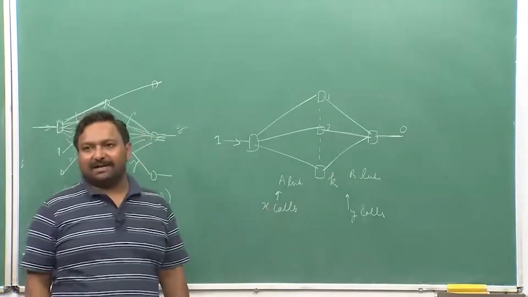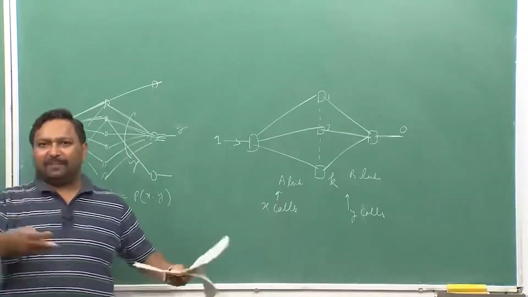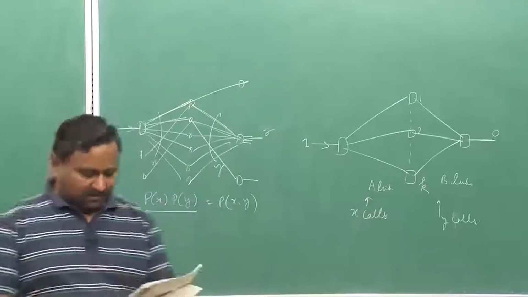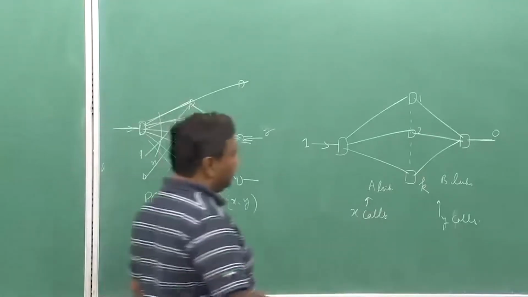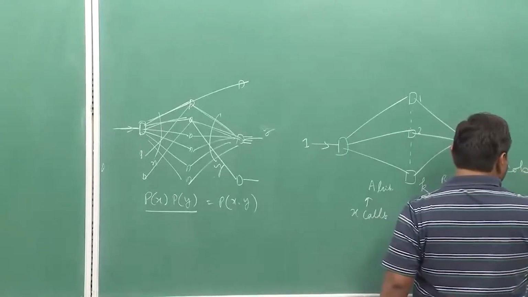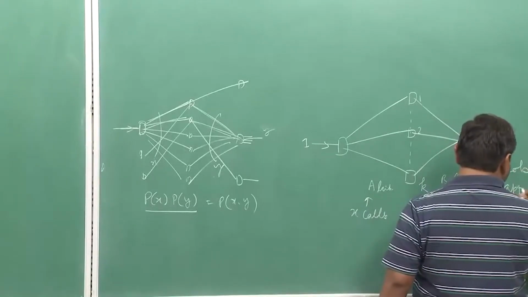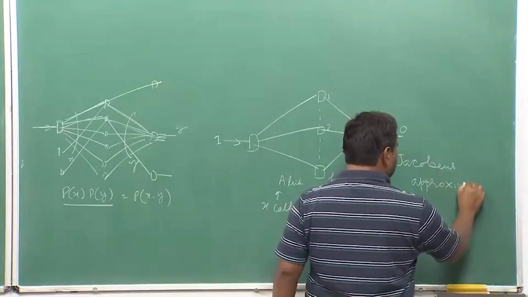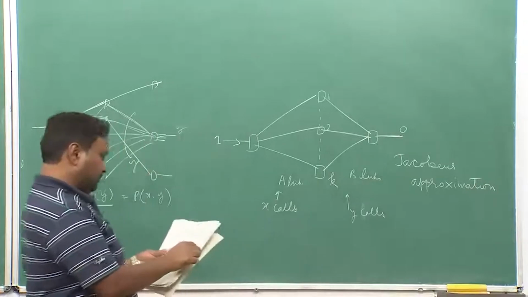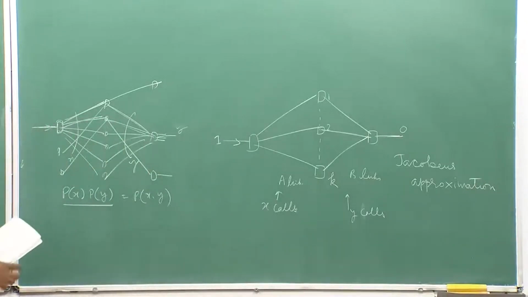What are the chances that when you randomly select a pair, you will not be able to find out a path? Okay. So, that comes from a Jacobius approximation, this is also known as Jacobius approximation. So, let us see how we actually figure it out.